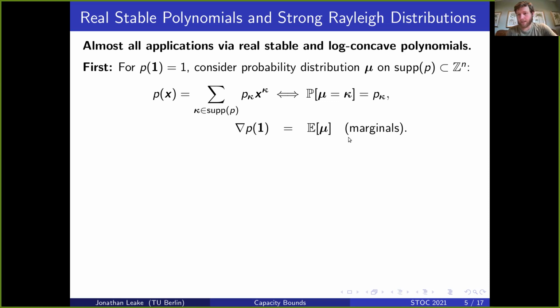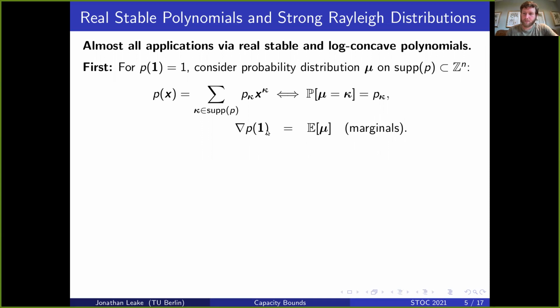And the reason they're called that is because if you assume further that your degree vectors are all 0, 1 vectors, you can think of this mu as being like a random subset of the set of variables. And then these are literally marginal probabilities where they give you the probability that the ith element is in your set. But I'm going to use this kind of notation more generally as well.